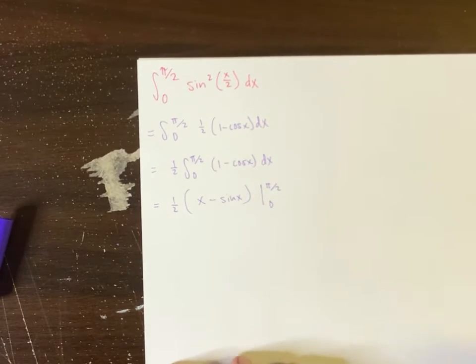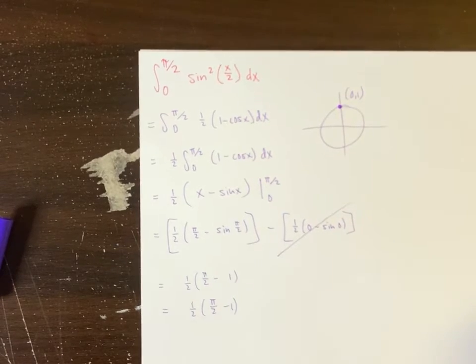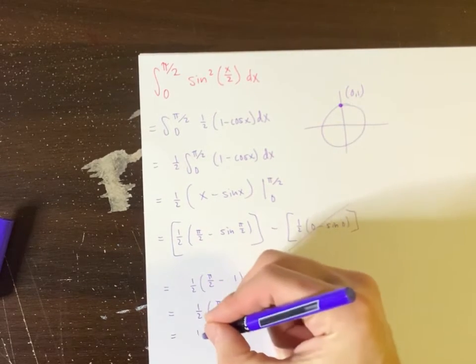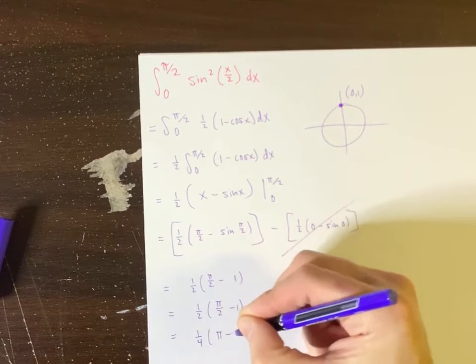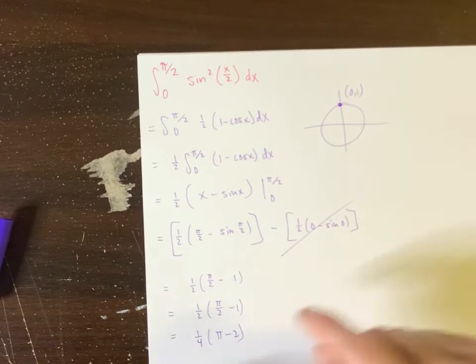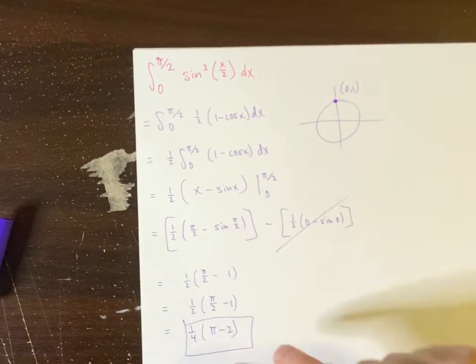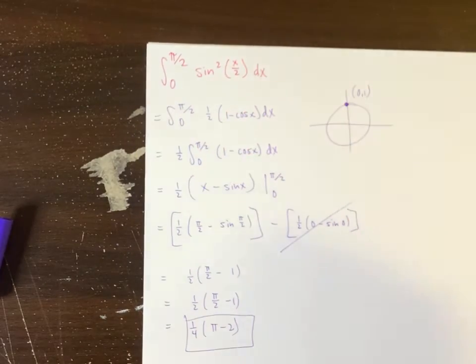So let's just plug these in. So here's actually what I got. 1/2 times pi over 2 minus 1. If you want, you could actually take out a 1/2 from there. That'll be like 1/4, and then it'll be something like pi minus 2. So these are the same thing. So it doesn't matter how you turn it in. So I'll just submit this. So this would be the final answer for this one here.